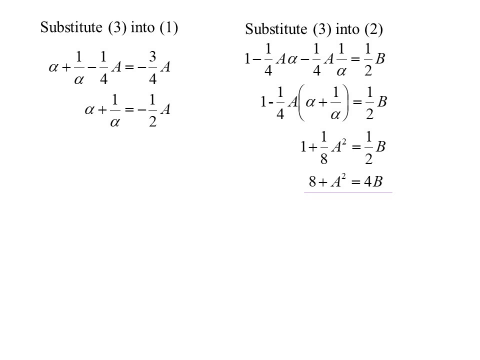But hang on, I can factorise that first line. I get alpha plus 1 on alpha, which we showed was minus a half a. That gets rid of the alphas. I now have an expression with just capital A and capital B, rearrange it, and I can get the expression they want. 8 plus a squared is 4b.